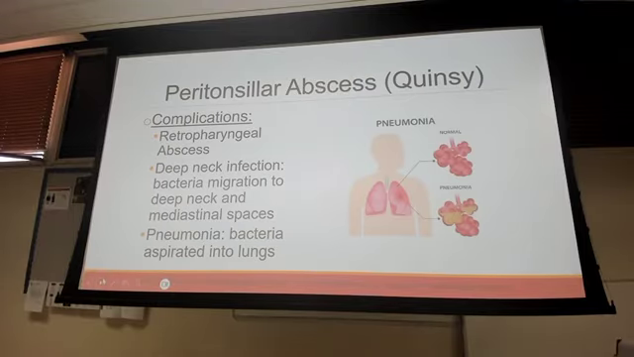And then these are just some complications of a PTA. So we kind of talked about the retropharyngeal abscess, deep neck infection. We'll talk about that, not next block, but the block after that. And then pneumonia as well, because thinking about the anatomy, the lungs, the oral pharynx, and the esophagus, everything is in such close relationship that bacteria can spread to the respiratory system and cause a pneumonia.